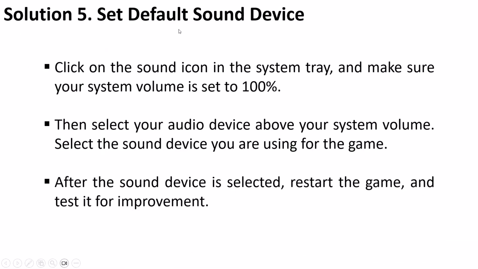Solution 5 is to set default sound device. So click on the sound icon in the system tray and make sure your system volume is set to 100%. Then select your audio device above your system volume. Select the sound device you are using for the game. After the sound device is selected, restart the game and then test it for the improvement.